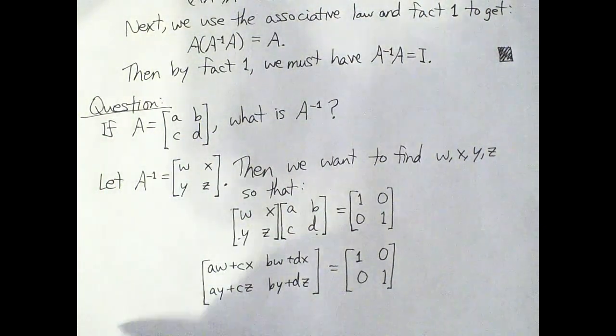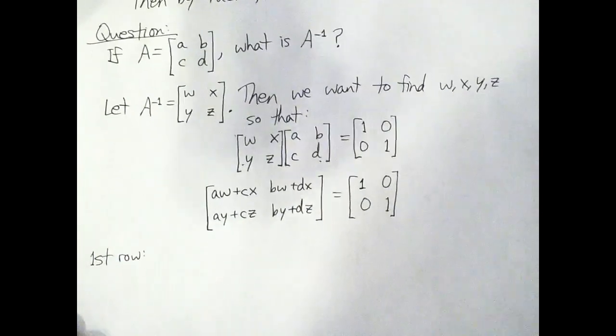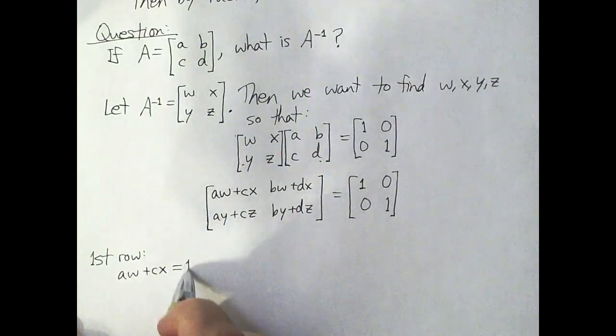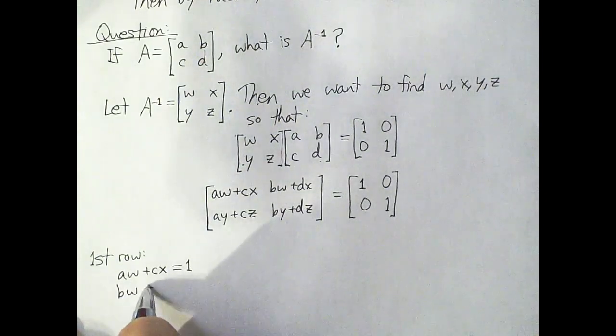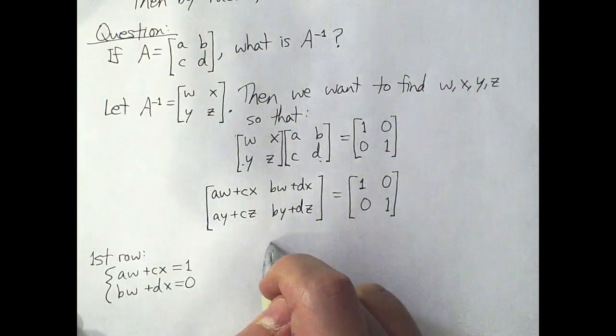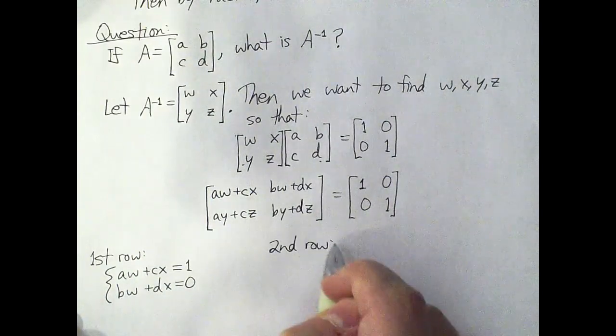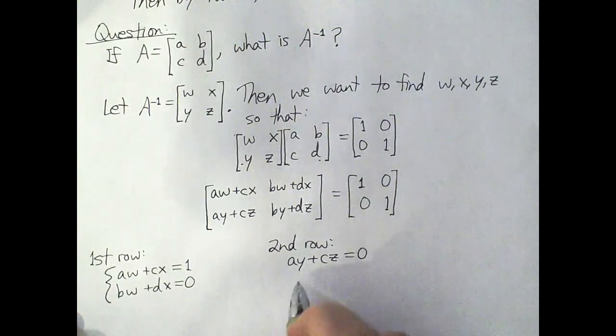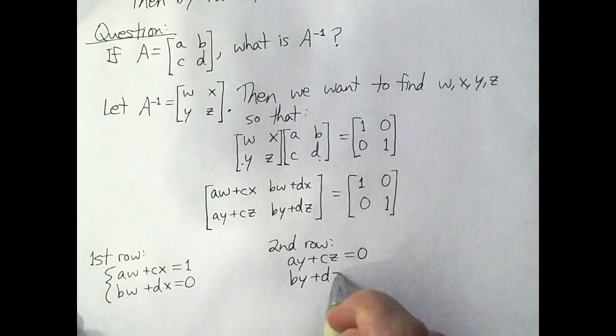Here's what I'm going to do. I'm going to write that the first row of the left equals the first row of the right. That gets me that AW plus CX equals 1 and BW plus DX equals 0. And we're going to look at those two. The second row, by the way, you could say that's AY plus CZ equals 0 and BY plus DZ equals 1.